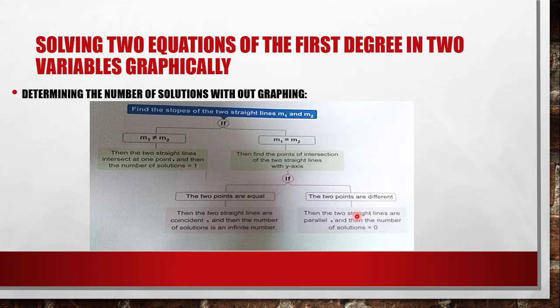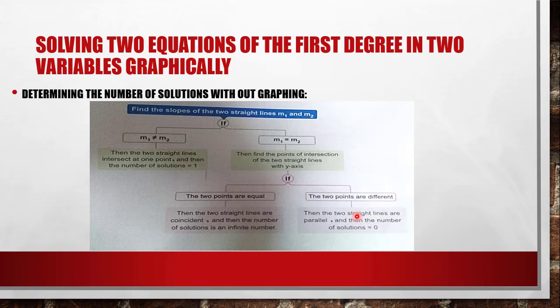Okay, so if you want to determine the number of solutions without graphing, in this case you will calculate the slope. We studied before in the first term how to calculate the slope. If m1 doesn't equal m2, in this case the two straight lines are intersecting in one point, so we have only one solution. If m1 equals m2, in this case you should determine if the two straight lines are parallel or coincident.